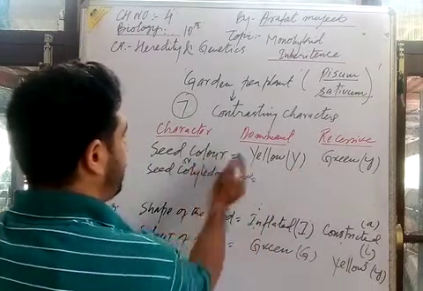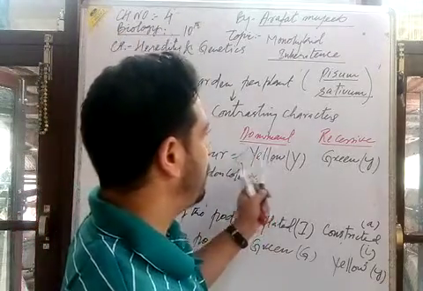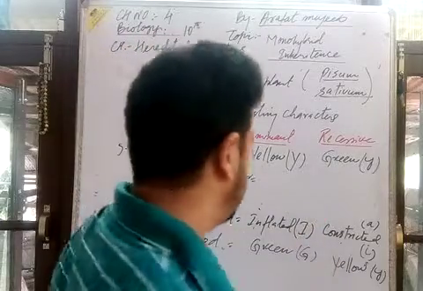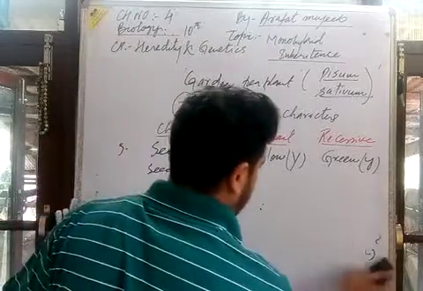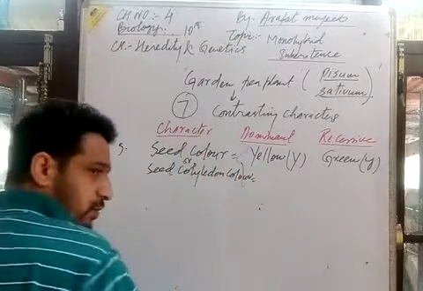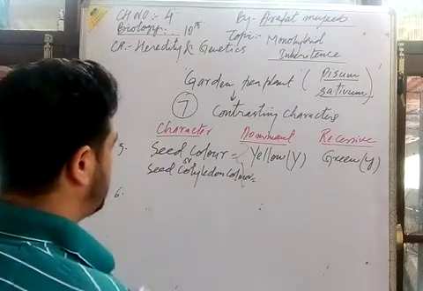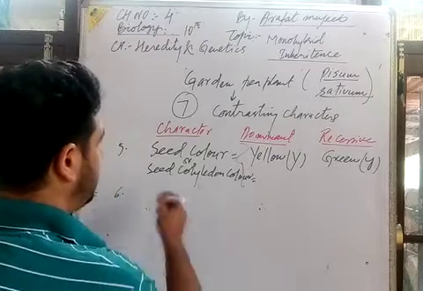You can say it either way, it is the same. Yellow seeds are the dominant character, dominant trait, and green is the recessive trait. Another one is the color of seed or color of cotyledon. The sixth one is the seed. We can say seed color here.